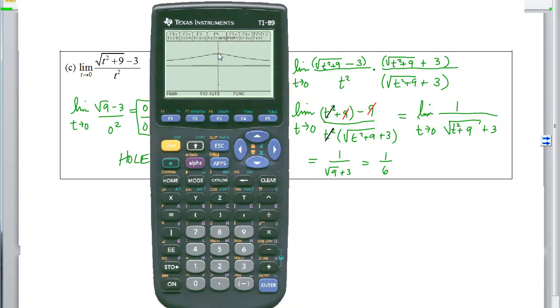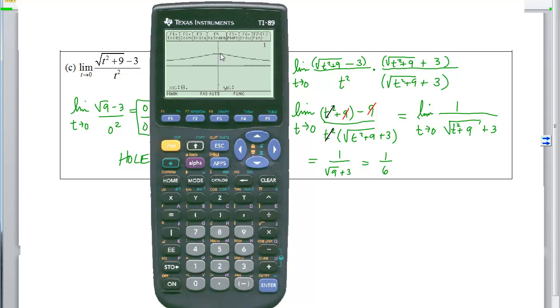Now what the calculator is doing is connecting that hole, but we can verify that it's the location of a hole by tracing to 0, and we can see that there is no y-coordinate because 0 is not in the original domain. But the picture of the curve looks an awful lot like this, which doesn't have a hole at 0. So this graph is going to match this one exactly except at 0, and at 0 we'll have a hole, so there's no y-coordinate here.